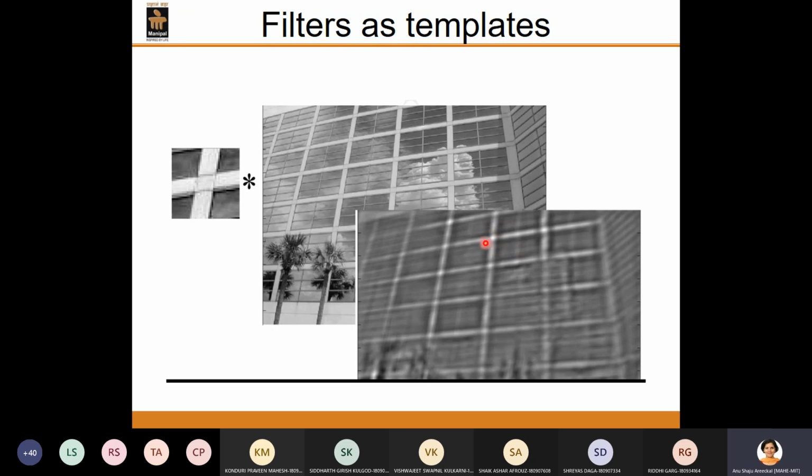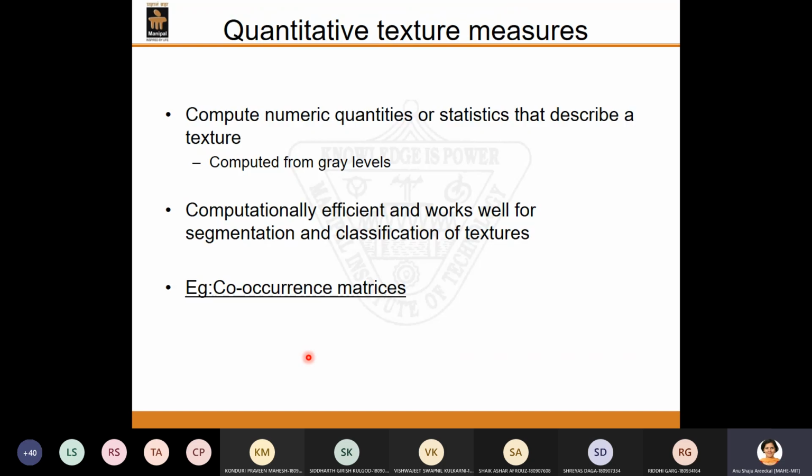So wherever you have the high intensity values, that means it is exactly matching, and depending upon the degree or the level of the intensity values in the output image, you can say how similar or how different it is from the underlying image. So just introducing the concept of template matching.